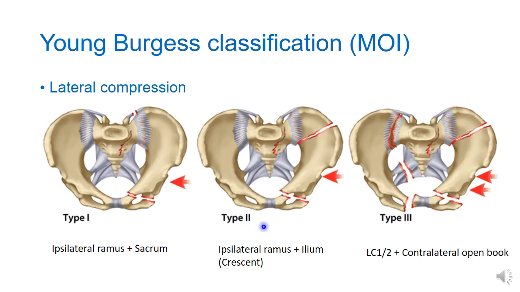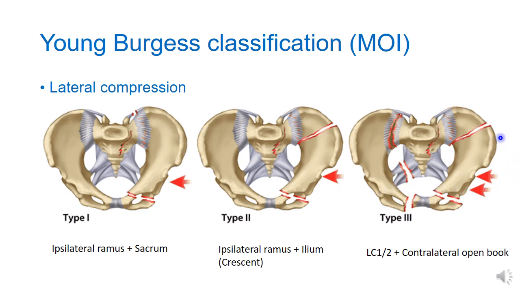Now, in lateral compression type 2, you have the same fracture of the rami, but posteriorly you have a different injury. The fracture goes through the ilium. And in type 3, this is called rollover injury. Suppose that the car is coming from here, and the patient had this injury, and then the car continued rolling over. So, in the same direction of injury.